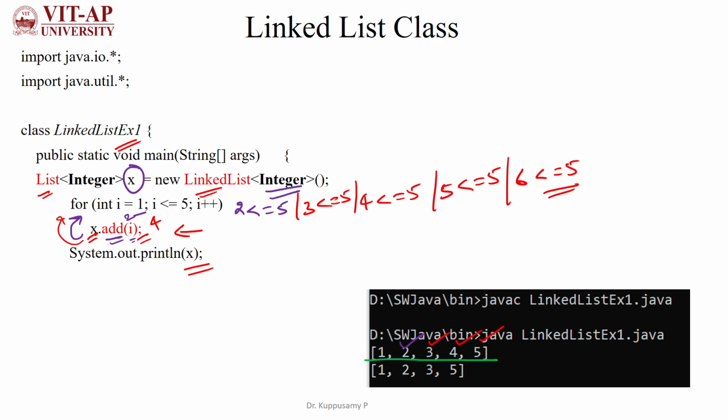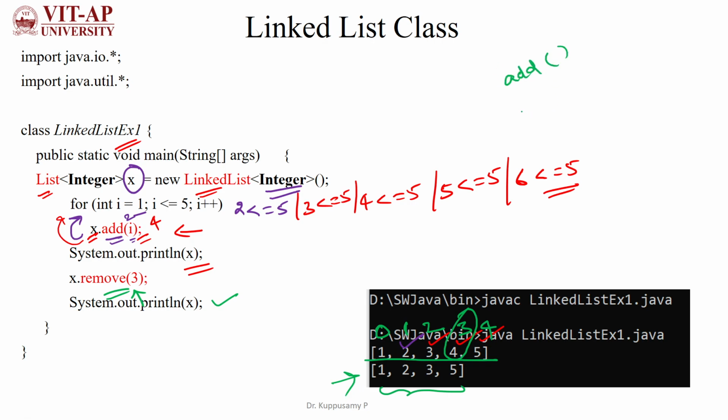Now the index values start from the 0th index, first index, second index, third index and fourth index. Next statement, I am going to remove the value available at the third index. The third index has the 4, so after removing the 4, displaying the values, you see 4 is not there. So here we have performed add and remove operations, two operations by using the LinkedList class, which is implementing the List interface.